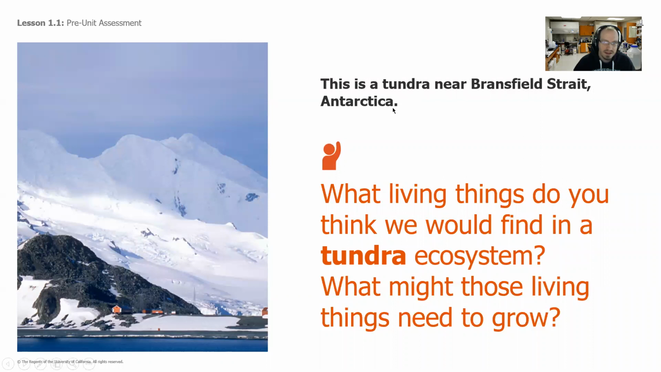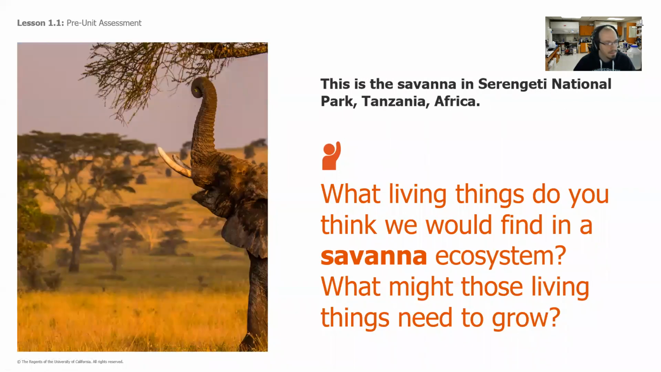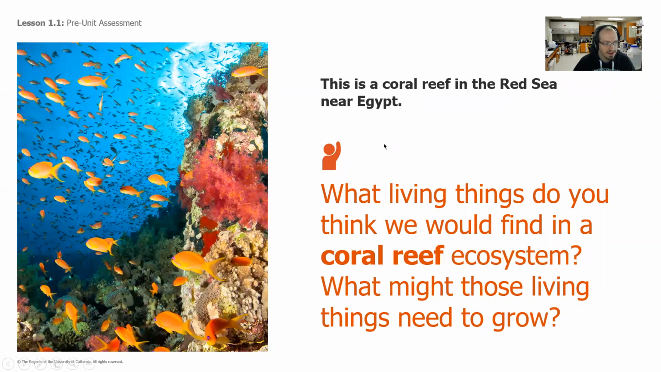This one is a tundra near Bransfield Strait in Antarctica. And same questions again. What living things do you think we would find in a tundra ecosystem? What might they need to grow? Next one is a savanna in Serengeti National Park in Tanzania in Africa. And then our final ecosystem that we're taking a look at today is a coral reef in the Red Sea near Egypt.